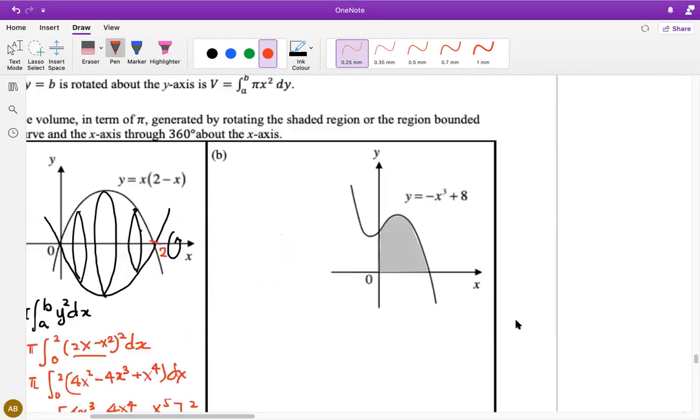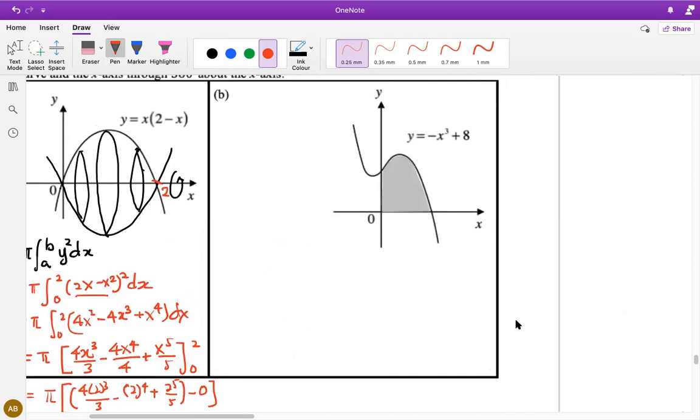So now we go to the next one, B. You can see from the diagram that there is no intersection point given, right? We want to find the volume that rotates about the x-axis. So we need to find the intersection point of the curve with the x-axis. Therefore, we let y equal 0 first. So negative x cubed plus 8 equals 0. Therefore, x cubed equals 8, so x equals the cube root of 8, that is 2. So we can find the volume.